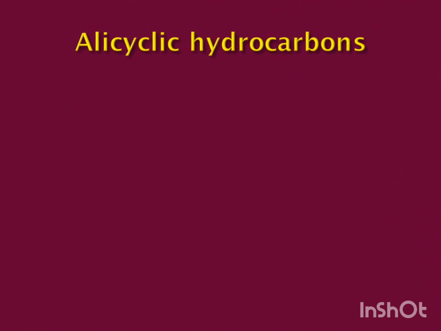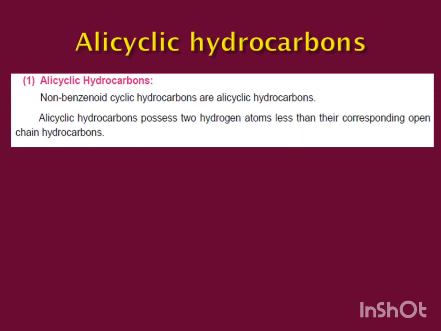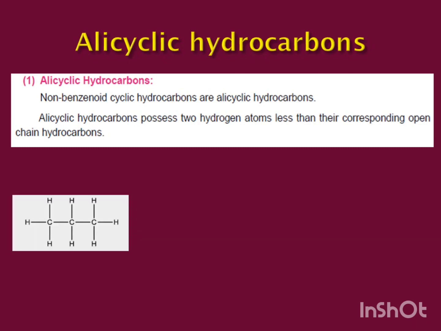Now let us look into the detail of these two classifications. Alicyclic or non-benzenoid hydrocarbons possess two hydrogen atoms less than the corresponding open chain hydrocarbons. For example, we studied about propane, which has 3 carbon atoms and 8 hydrogen atoms.